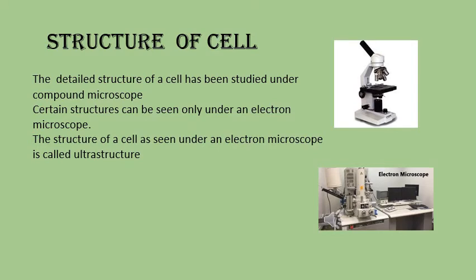Structure of cell. The detailed structure of a cell has been studied under a compound microscope. Certain structures can be seen only under an electron microscope. The structure of a cell as seen under an electron microscope is called ultrastructure.